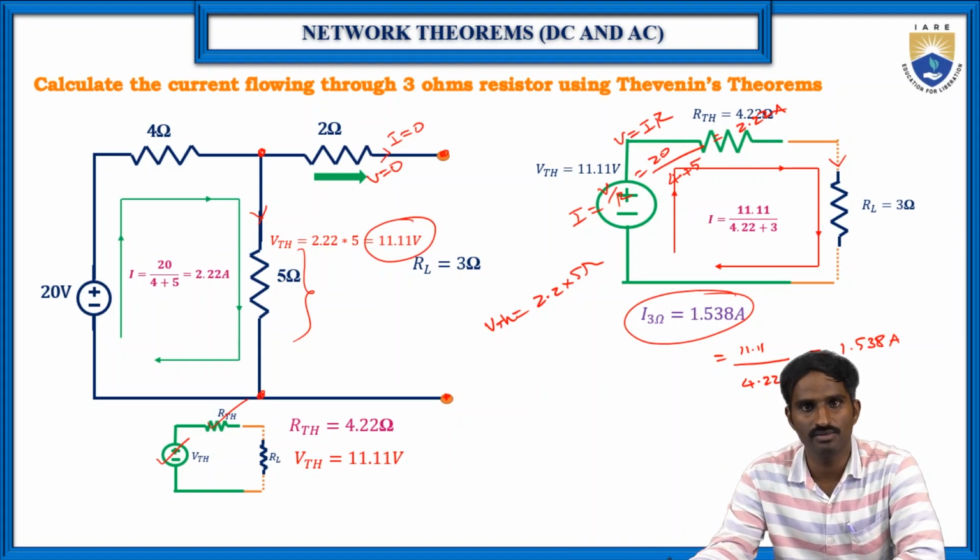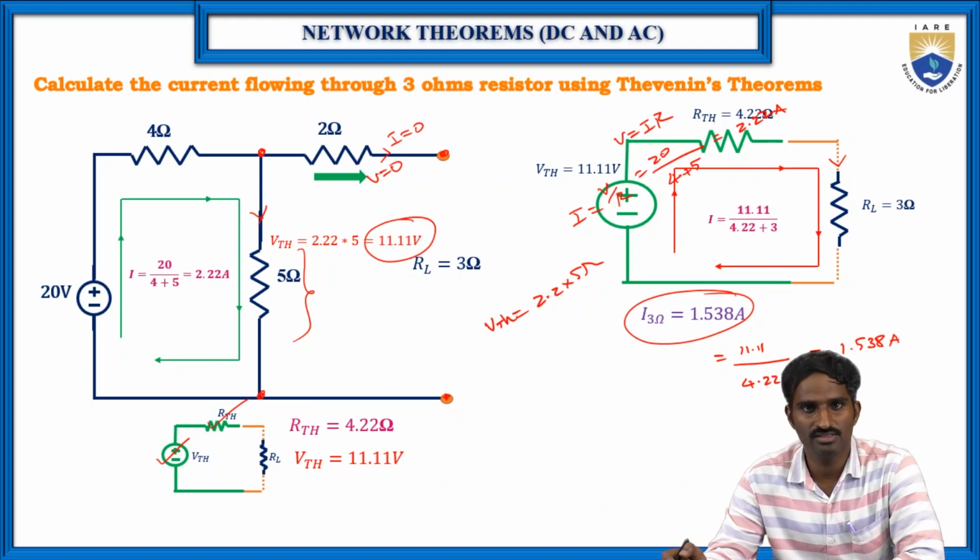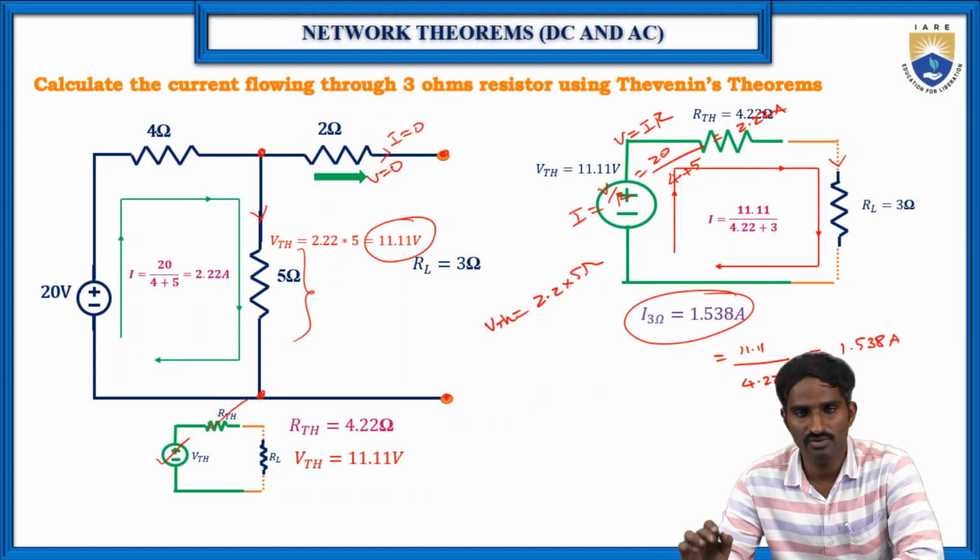Let me conclude this Thevenin's theorem. According to Thevenin's theorem, the given circuit is replaced with the equivalent Thevenin circuit, consisting of a Thevenin voltage source in series with the Thevenin resistance, across the load resistor. So which means the Thevenin voltage source, the Thevenin resistor and the load resistance, all three are connected in series within the circuit.